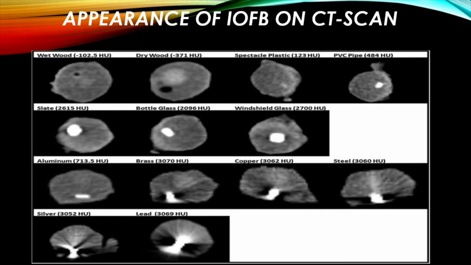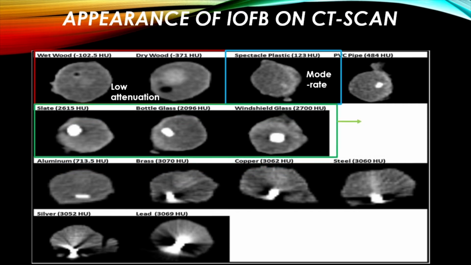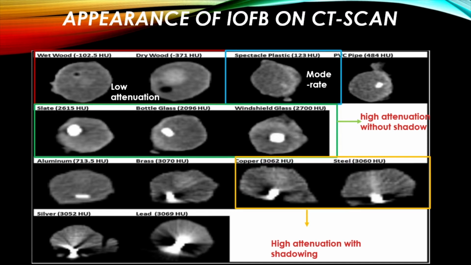This is the appearance of IOFB on CT scan. Wood appears as low attenuation on CT scan because of the presence of water and air, so it will appear black on CT scan. Plastic is moderately attenuated and appears with the same reflectivity as the surrounding retina, whereas slate, bottle glass, and windshield glass appear as high attenuation without any surrounding shadowing, and copper and steel appear as high attenuation with surrounding shadowing and surrounding artifacts.